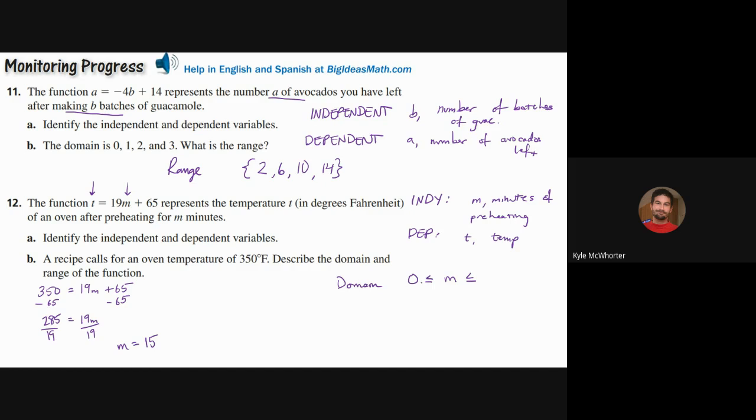So our domain would be 0 less than or equal to M less than or equal to 15. And our range would be, the lowest it would be is whatever room temperature is. So I'm going to say in my house, 78 degrees would be about the starting temperature. So 78 is less than or equal to T, less than or equal to 350, which would be the max temperature.